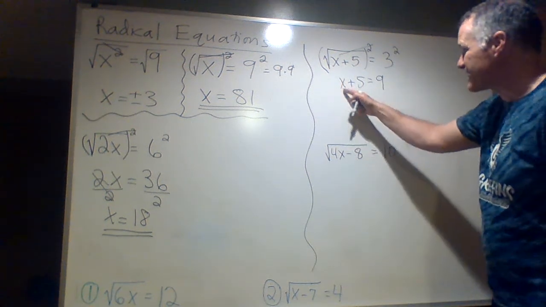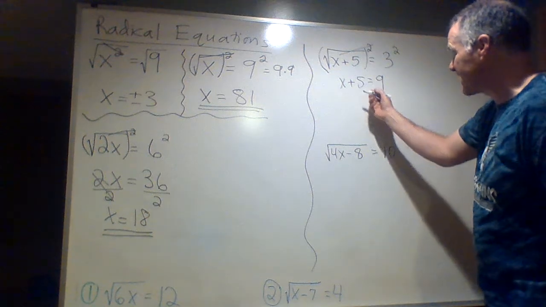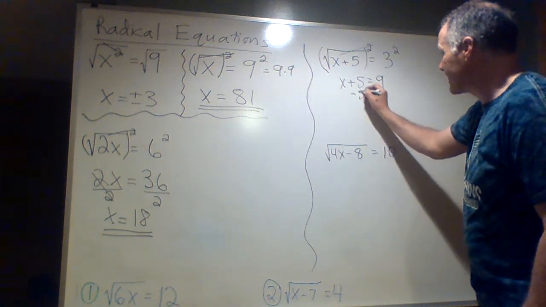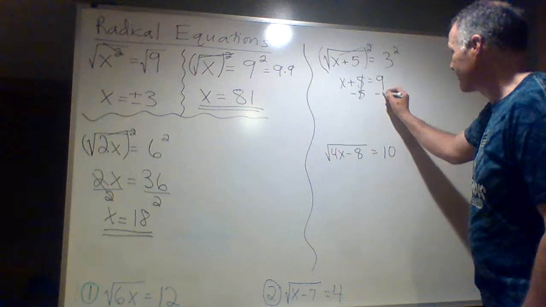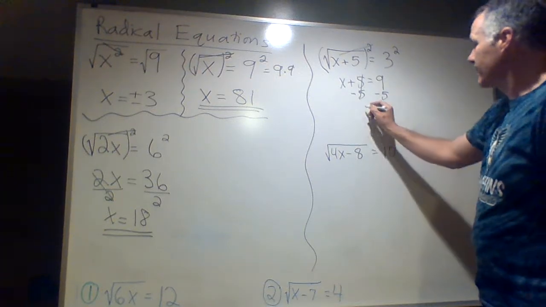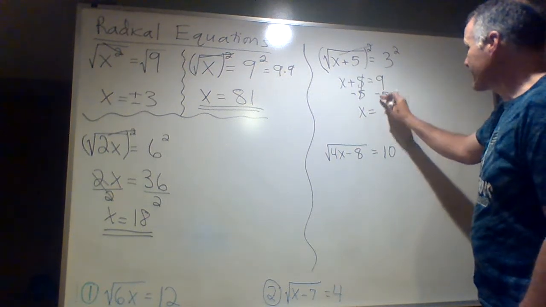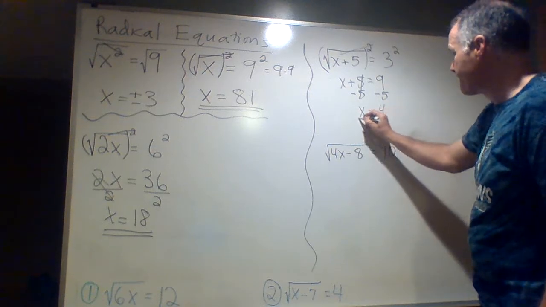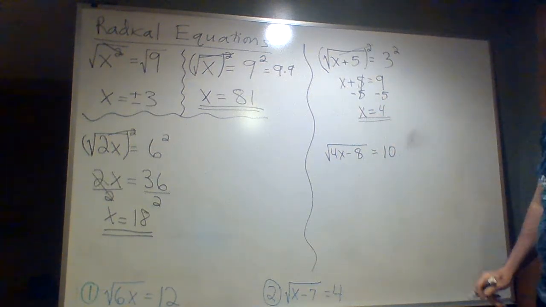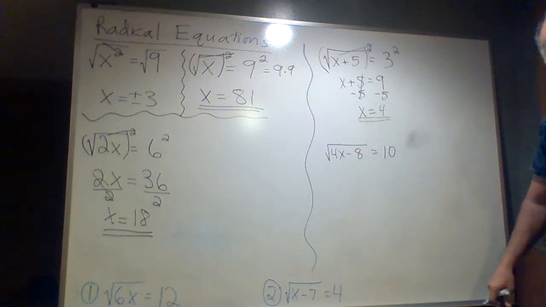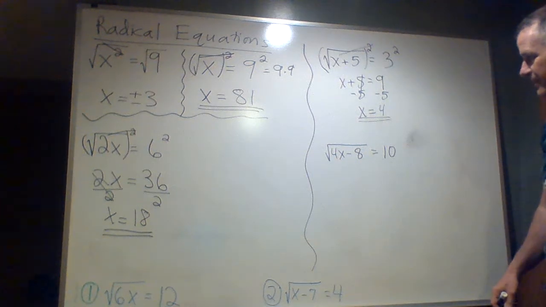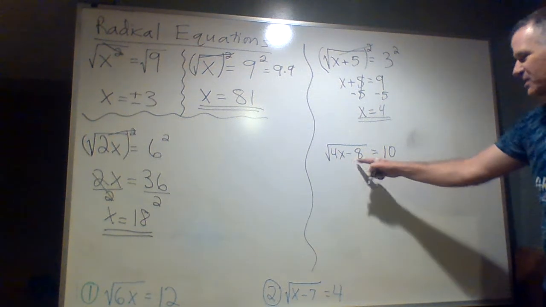Now, last step, since x is being added by 5, and I'm trying to get x by itself, we do the inverse, so minus 5. See that? So 9 minus 5, boom. That one's 4. Everybody see that?